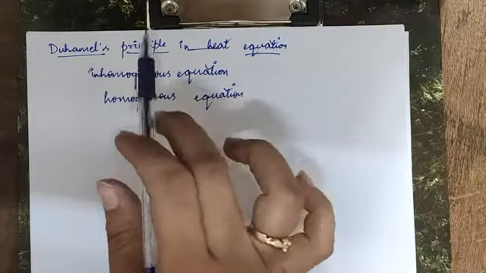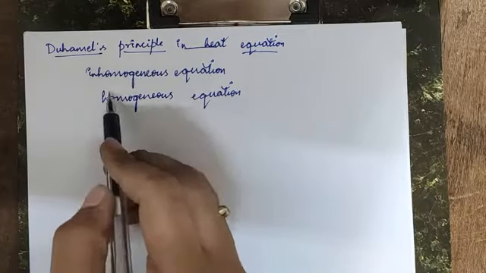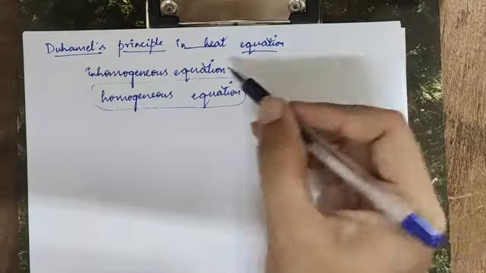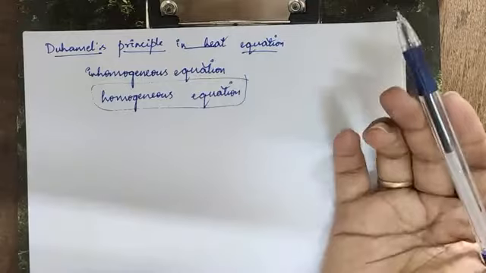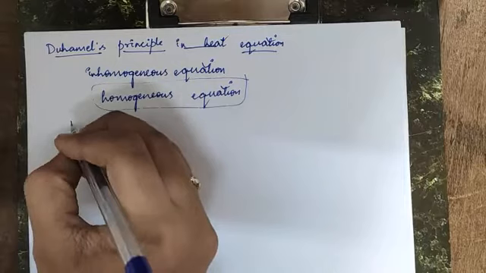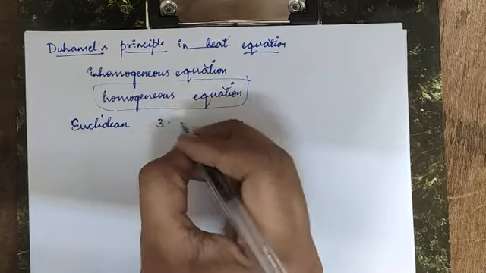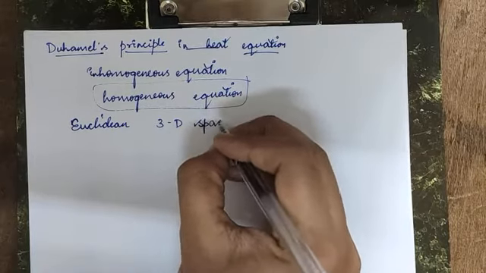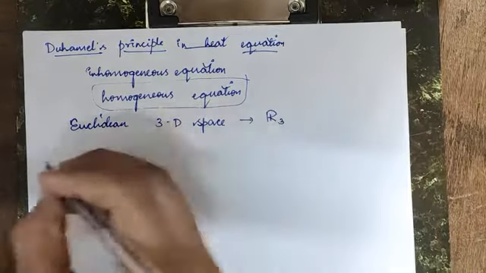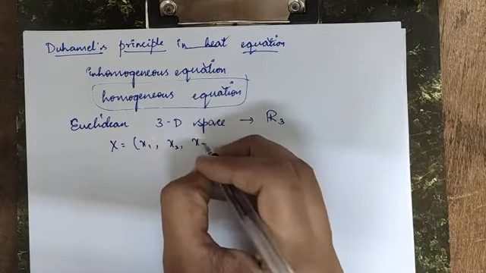I repeat, using Duhamel's principle we can find the solution of inhomogeneous equation in terms of general solution of homogeneous equation. We can use Duhamel's principle in the case of wave equation, heat equation as well as Laplace equation. For example, if I consider my Euclidean three-dimensional space, I will denote this by R3, and this R3 represents points x is equal to x1, x2, x3.